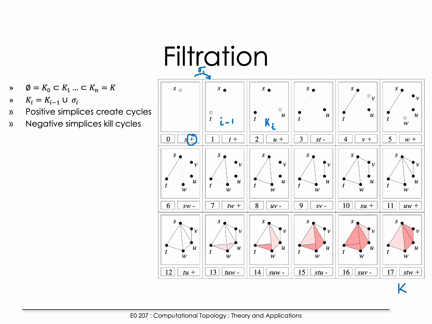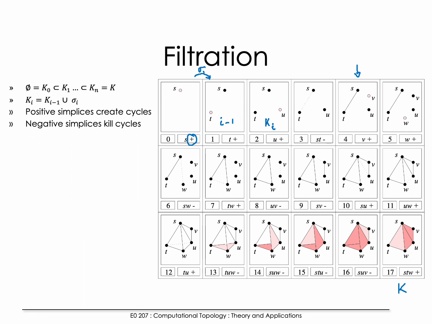K sub 3, and so on. And you continue till you get the entire simplicial complex. So now let's go through this sequence in order to understand who is a positive simplex and who is a negative simplex. Now when you insert the edge ST, what you notice is that the insertion reduces the number of connected components by 1.